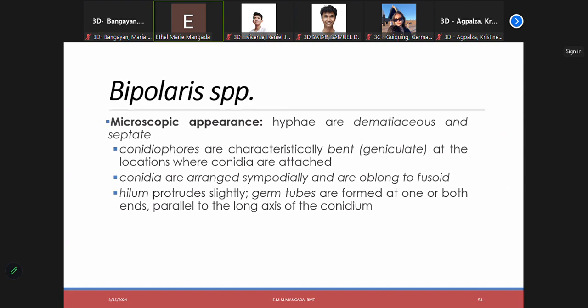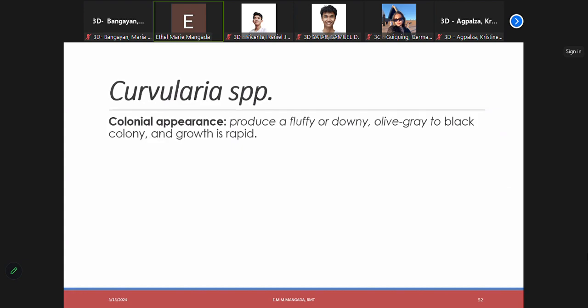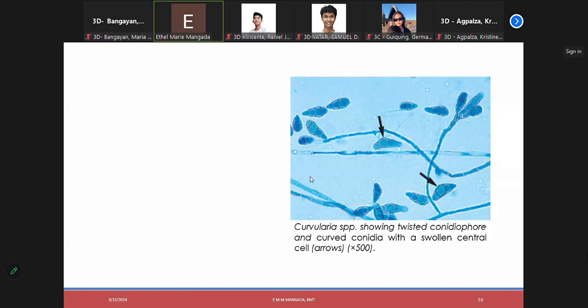So for the microscopic appearance, again, kanina nakita nyo naman na yung picture niya, meron siyang conidiophore that is bent or geniculate. Okay? And then we also have your Curvularia. Yung Curvularia natin, in the culture media, ganun ulit. It's fluffy or downy and olive gray to black. Okay? It's also dematiaceous. So this is the appearance of your Curvularia under the microscope. It shows a conidiophore that is twisted. Ito yung conidiophore, na-twist siya. Ito. Yan. Parang nabali-bali siya, okay?